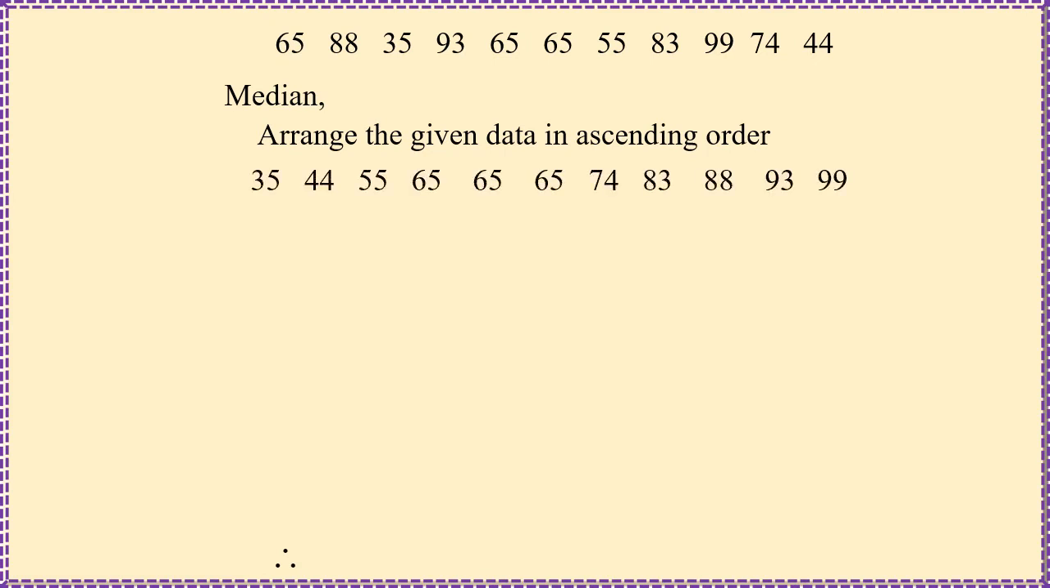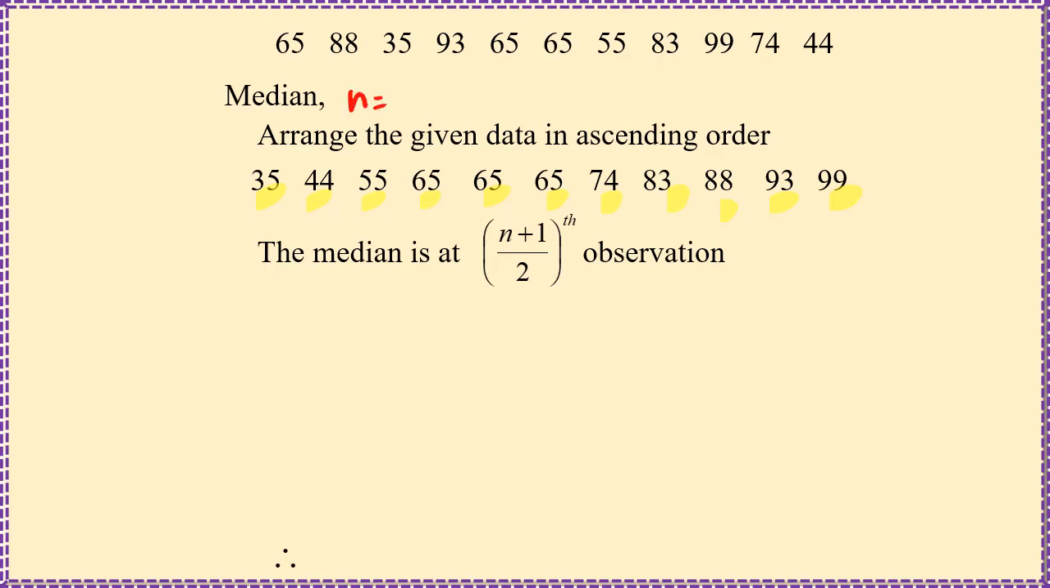Okay, now to find the median, first of all, we need to rearrange the data in ascending order. From here we know the 35 will be the smallest data, and so on. After we arrange, what we need to do is to observe how many data we have. From the data, we can see that 1, 2, 3, 4, 5, 6, 7, 8, 9, 10, 11. So we have 11 data, an odd number. So n is equal to 11, an odd number, so we have to use the formula of n plus 1 over 2 observation.